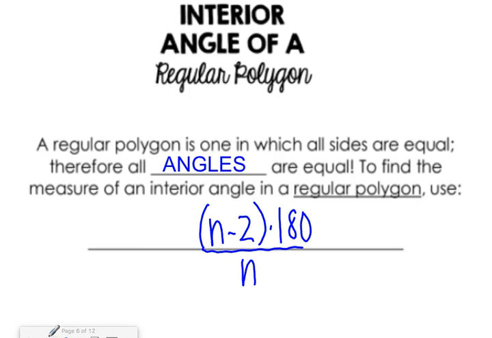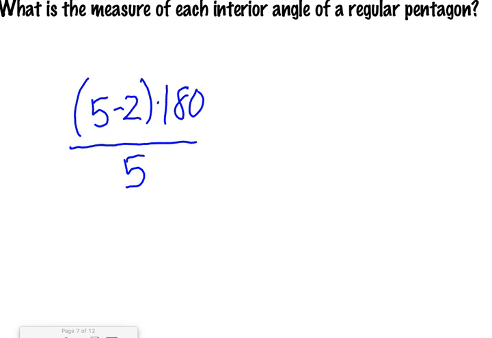All right. What is the measure of each interior angle of a regular pentagon? What's a pentagon? 5. So we're just plugging in 5. So 3. Oops, not n. 5. All over the number of sides we have.